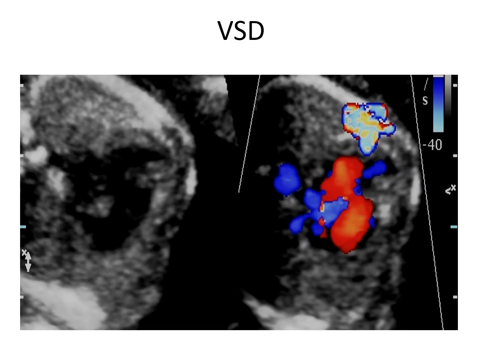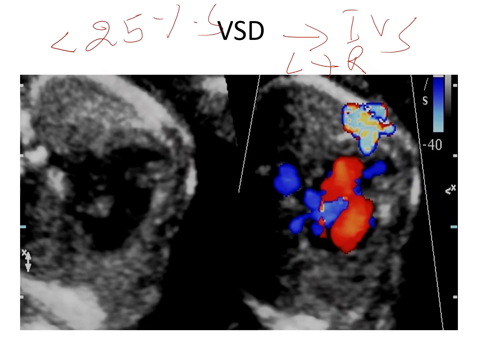Let's begin with the VSD, which is the ventricular septal defect. It is a defect in the interventricular septum, and this is a left to right shunt. If the defect is less than 25% of the aortic annulus, it is called small. If it is more than 75% of the diameter of the aortic annulus, then it is called large, and in between these two is called medium. If the defect is small in size, then there is no radiological manifestation in chest X-ray.